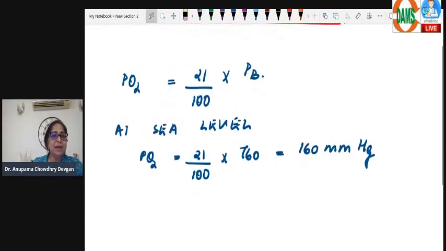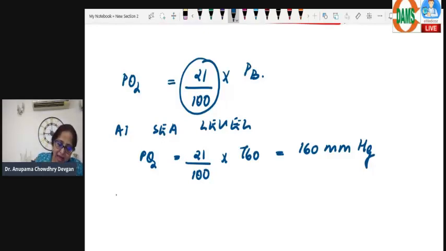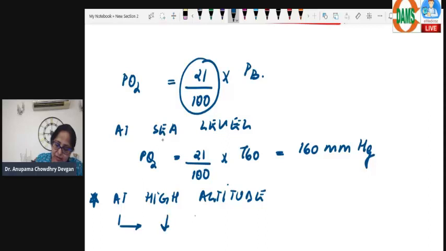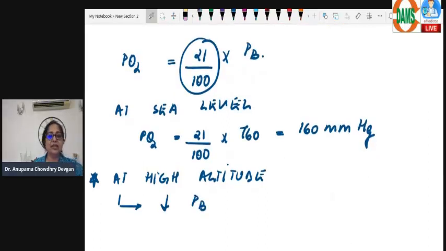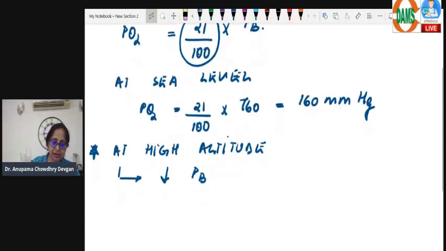How do you calculate the partial pressure? Take the percentage of oxygen, which is 20.9 or 21%, into the atmospheric pressure. That will give you the partial pressure of oxygen. Now, as you go to high altitude, there is, number one, a decrease in the atmospheric pressure. If you remember your school level knowledge, why is there a decrease? As we ascend upwards, the air becomes rarefied, so there is a decrease in the atmospheric pressure.